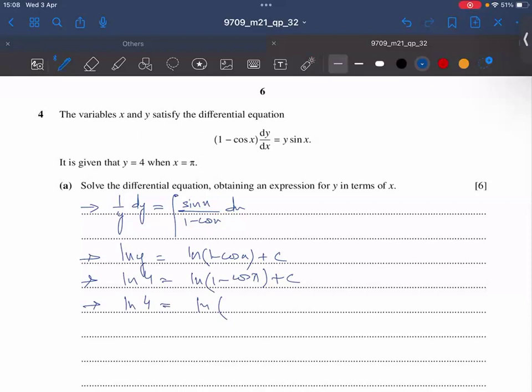Cos pi is minus 1. Yep. And it's going to be ln 2 plus c. So c is going to be equal to 0.99 ln.